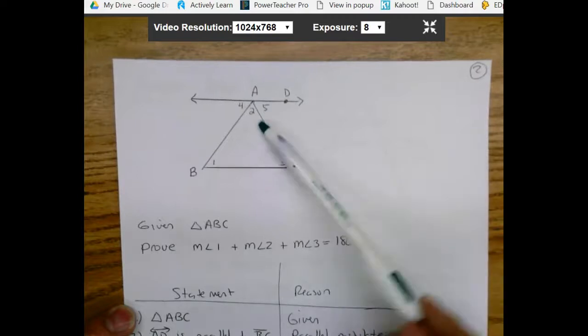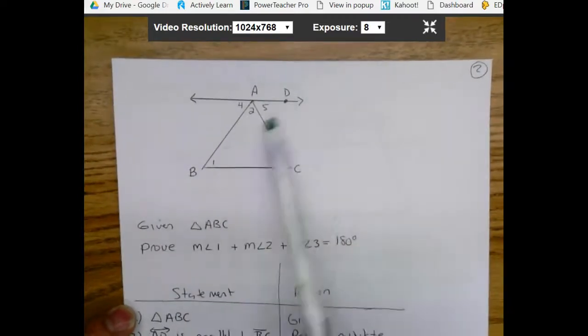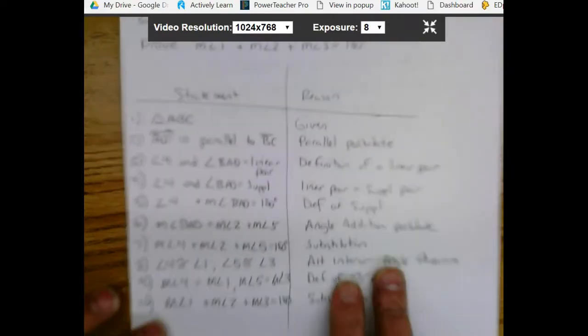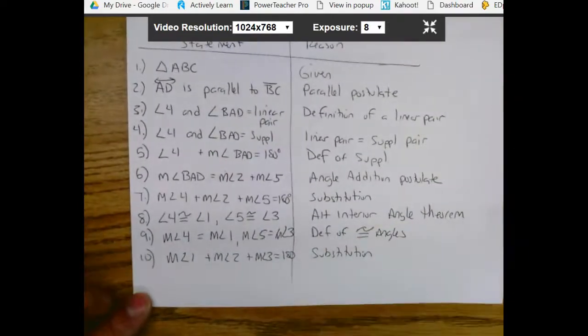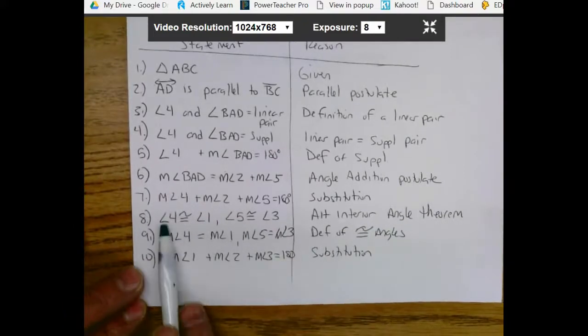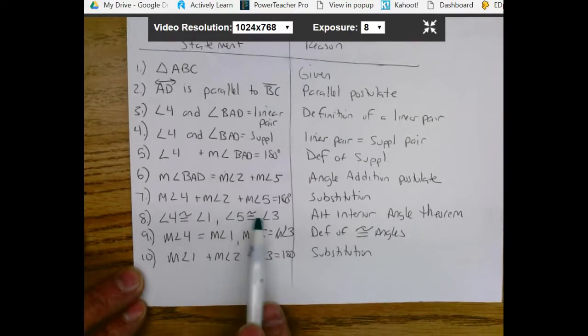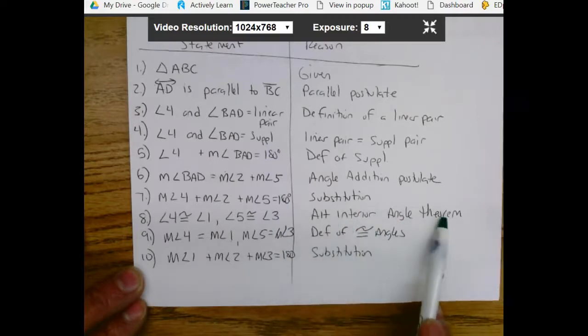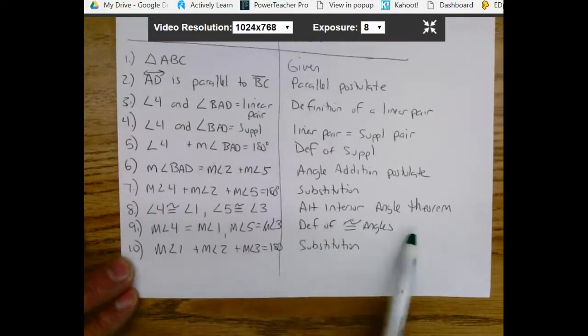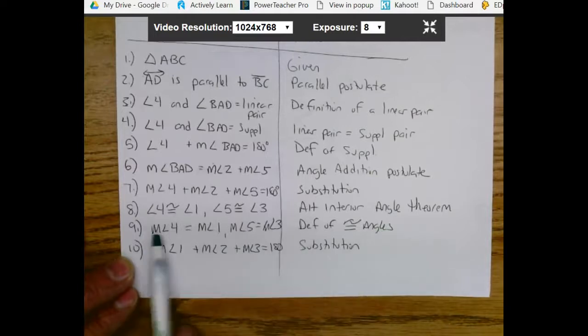Now this is only true if this is a line parallel to BC, and we've already stated that it is. So then, in step 8, we would see that the measure of angle 4 is congruent with the measure of angle 1, and the measure of angle 5 is congruent with the measure of angle 3. Since they're congruent, the definition of congruent angles says they're equal. So the measure of angle 4 equals the measure of angle 1, and the measure of angle 5 equals the measure of angle 3.